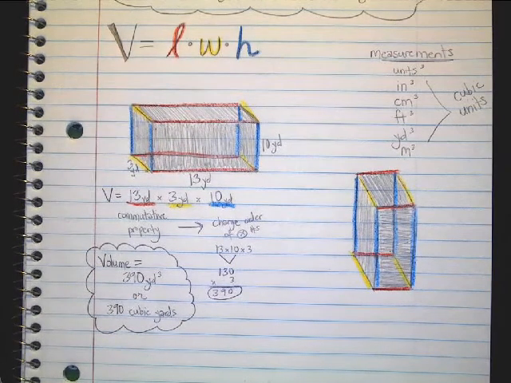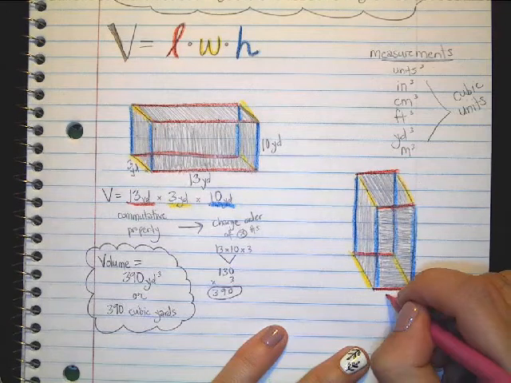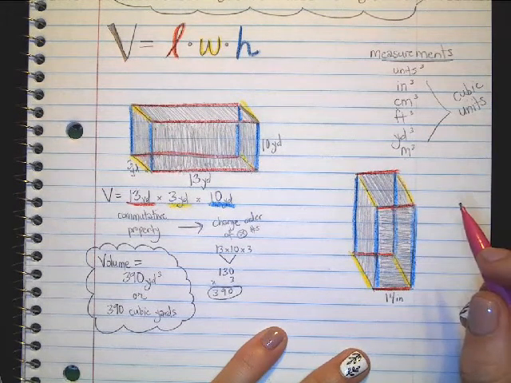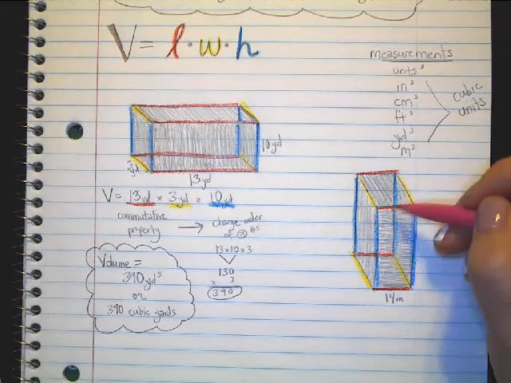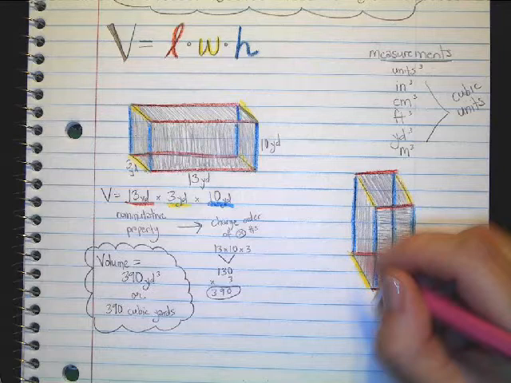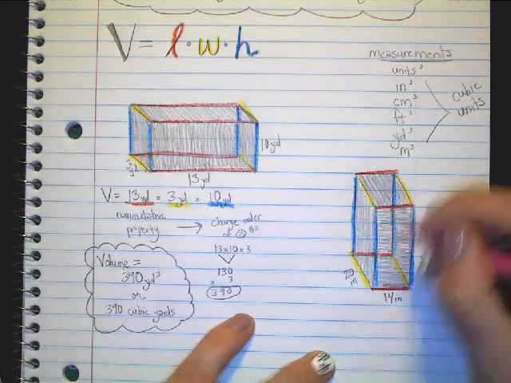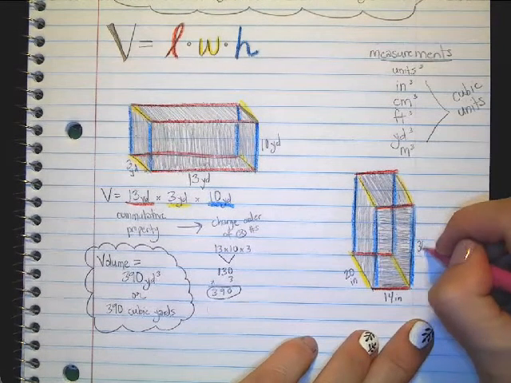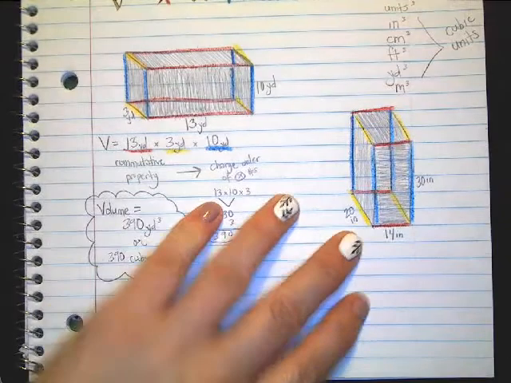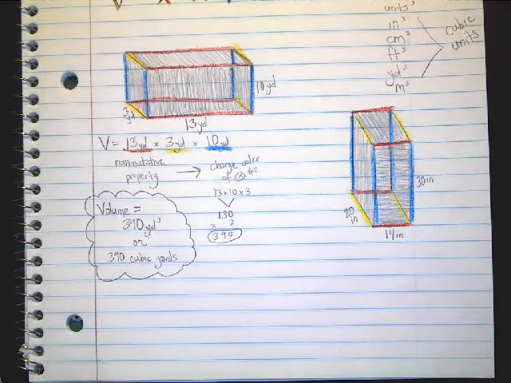All right. Let's give this one some measurements. I'm going to give it some pretty big measurements. We're going to call these ones inches, okay? Let's say that this one is 14 inches. The red. And I'm going to say that the yellow is 20 inches. I'm going to say that the blue is 30 inches.